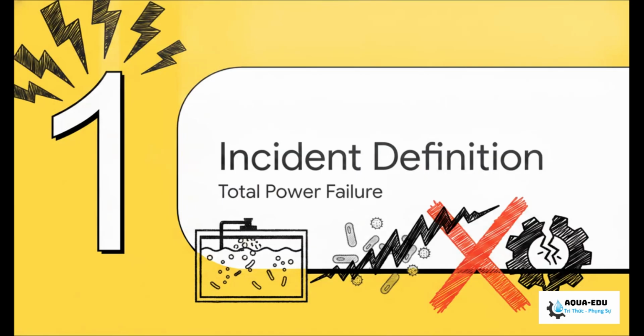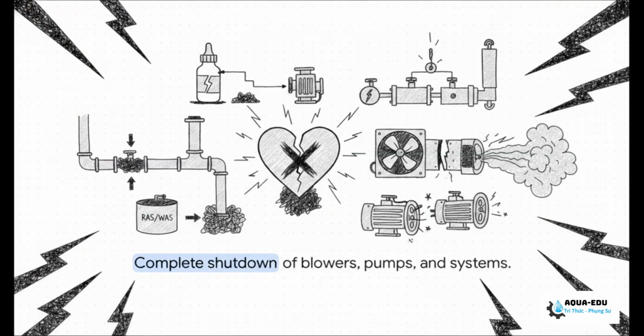Section 1, the blackout incident. This is a total electromechanical failure. Imagine the absolute halt of our plant's heartbeat. A sudden blackout means every single critical component just stops dead in its tracks. Your air blowers shut down. Wastewater feed pumps stopped. Both the return-activated sludge and waste-activated sludge pumps lose power instantly. Even your chemical dosing pumps and pneumatic distribution systems go completely offline. In just a matter of seconds, the active mechanical processes keeping our plant alive simply cease to exist.